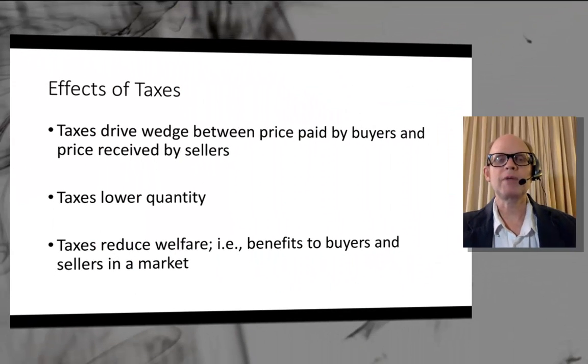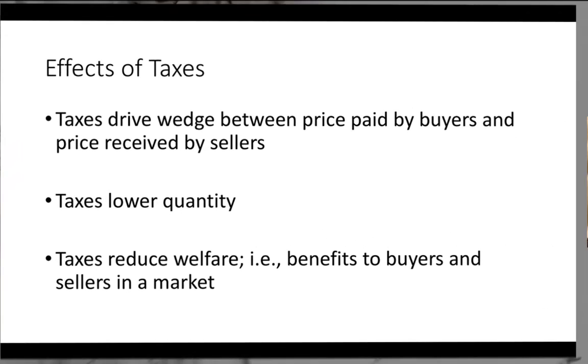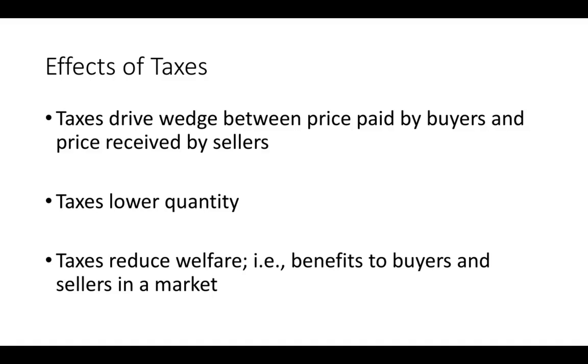So just to wrap up here, taxes drive a wedge between the price paid by buyers and the price received by sellers. That's one effect of a tax. The second effect is that taxes lower quantity. So the after-tax quantity is less than the equilibrium quantity. And because of this, taxes reduce welfare. And by welfare, we mean the benefits to buyers and sellers in a market.